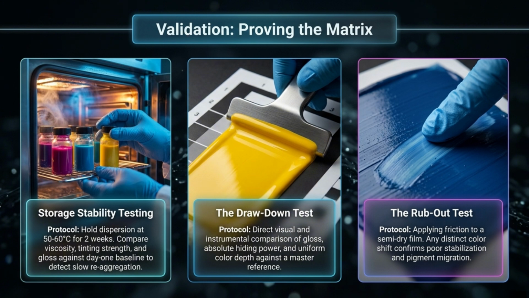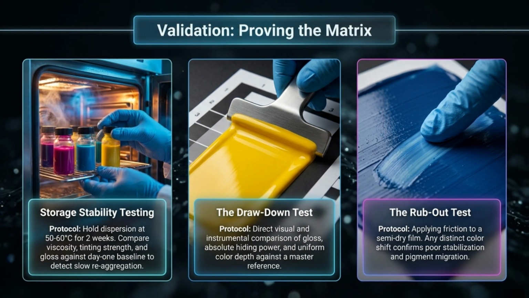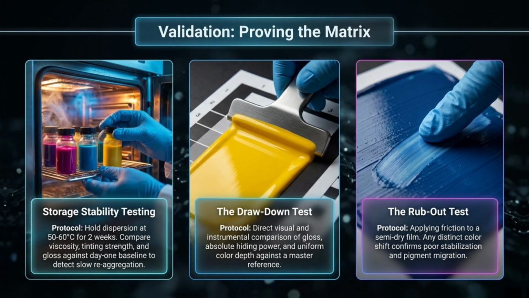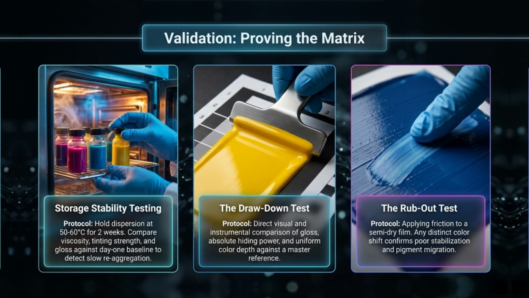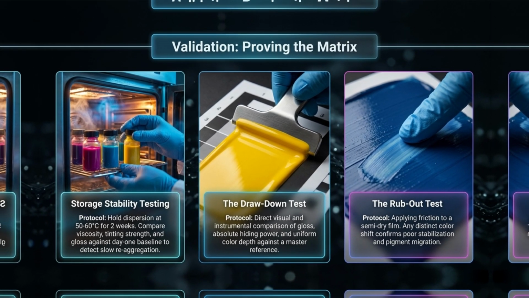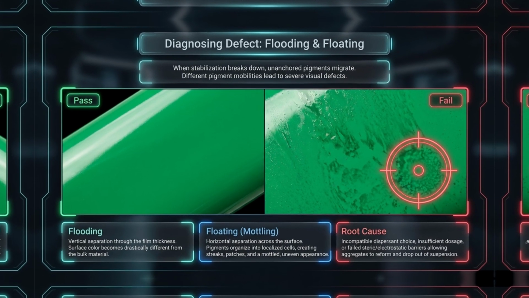The drawdown test provides visual and instrumental comparison of gloss, hiding power, and color depth. The rub-out test: friction is applied to a semi-dry film. Any distinct color shift confirms poor stabilization and pigment migration. Diagnosing defects: flooding and floating.